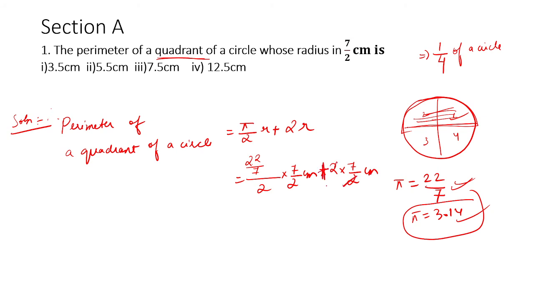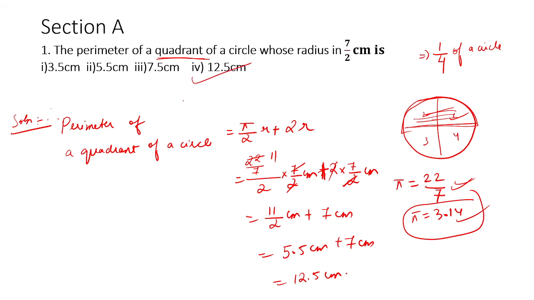So you can cancel out 2 and 2. You can cancel out 7 and 7. Now you can cancel out 2 into 11. So you're left with 11/2 centimeter plus 7 centimeter. Now 11/2 is actually 5.5 centimeter plus 7 centimeter. So this becomes 12.5 centimeter, option number 4. Clear? See, 11/2: 2 fives are 10, you're left with 1. Take decimal point, the 0 will come down. 5 into 5, 10. So 5.5. Clear? The division of this.